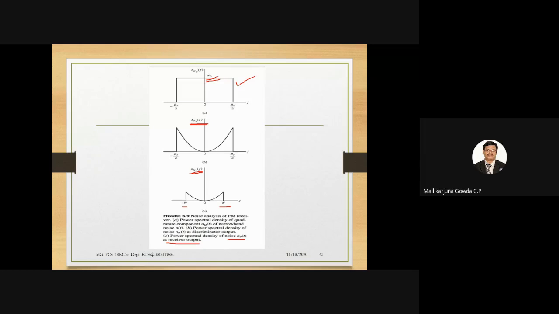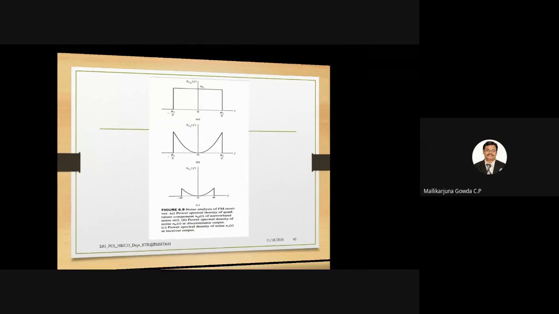This is the power spectral density of the potential component of the noise, right? And this is the power spectral density of the noise which is appearing at the discriminator output, and this is the power spectral density of the output noise which is appearing at the output of the receiver.